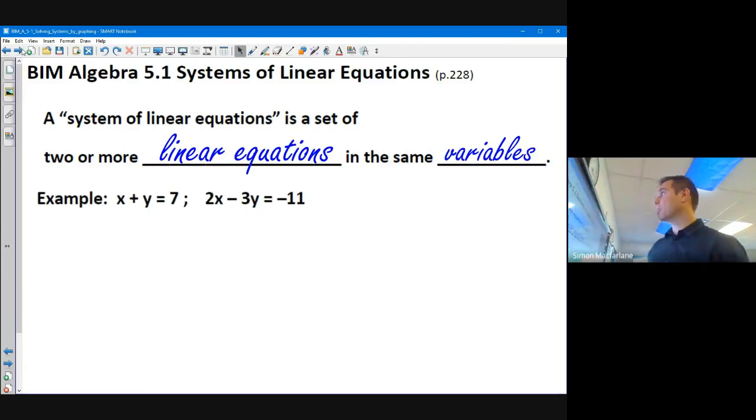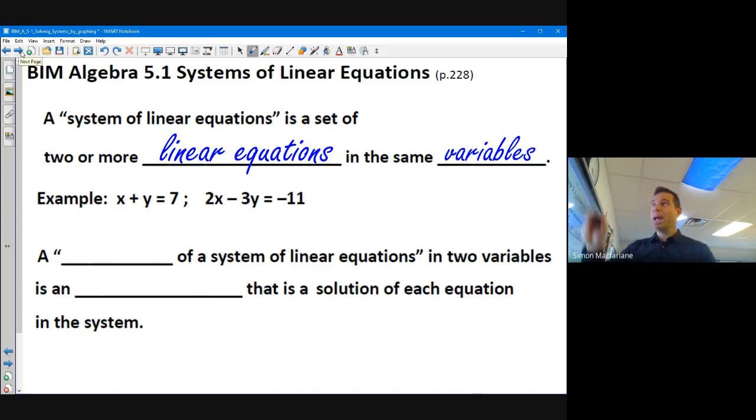All right, here's an example. We have an x and a y, and then here we have an x and a y. So we have two linear equations. Both of them are using the variables x and y. So this is a system of linear equations.